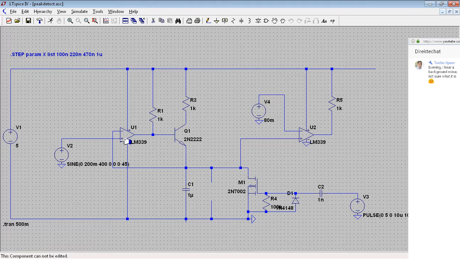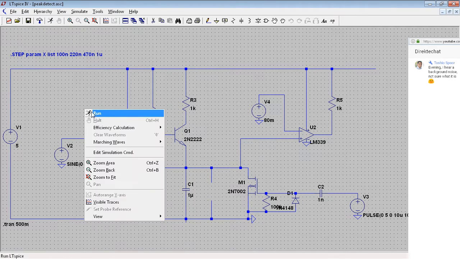like an input offset, which is a property of this comparator. So the input offset is like an error. It's the precision of the op-amp or comparator. So let's simulate it. So let's see.